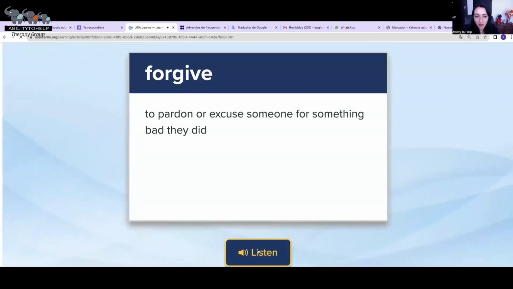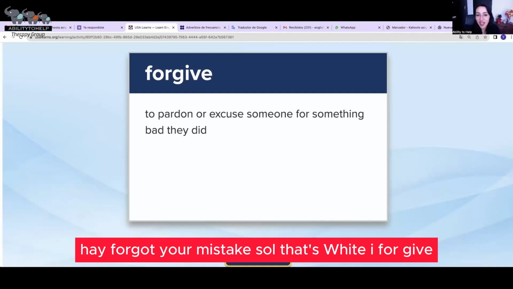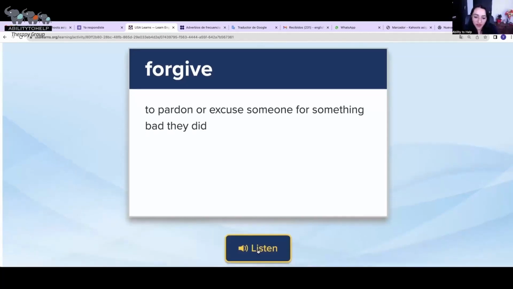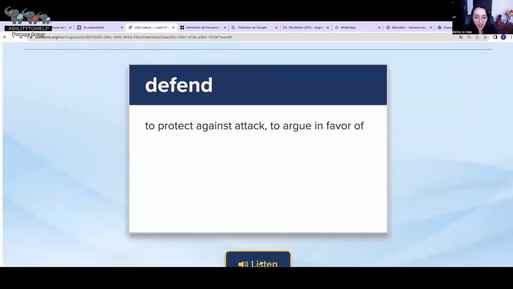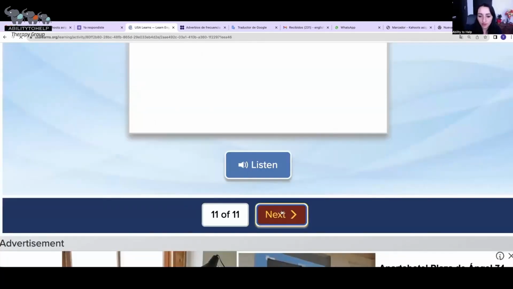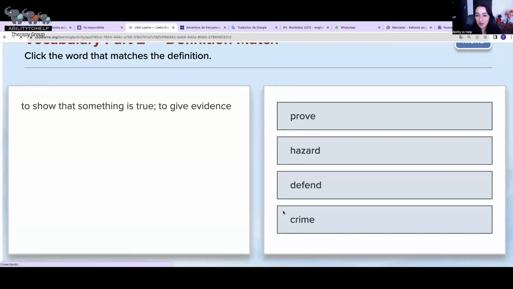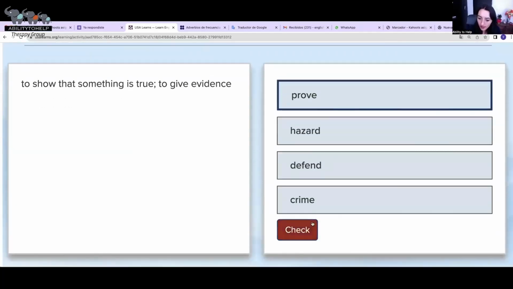Forgive. It's a verb. To pardon or excuse someone for something. If you make a mistake, I say, oh, I hate you, but later I forgive you. I forgot your mistake, so that's why I forgive you. Defend. To protect against an attack or argue in favor of. So help me to find the word according to a definition: to show that something is true, to give evidence. So, prove. I prove you. I never steal nothing.